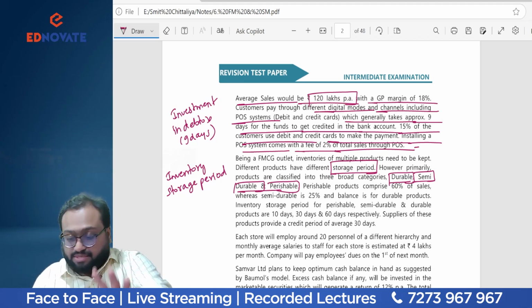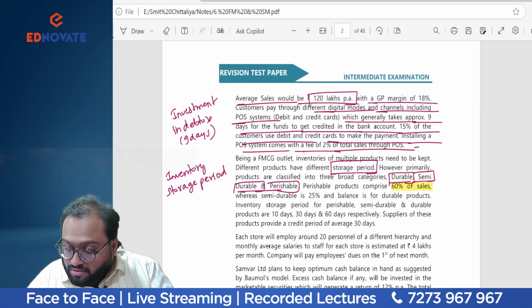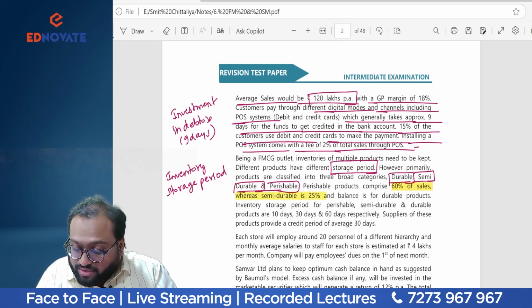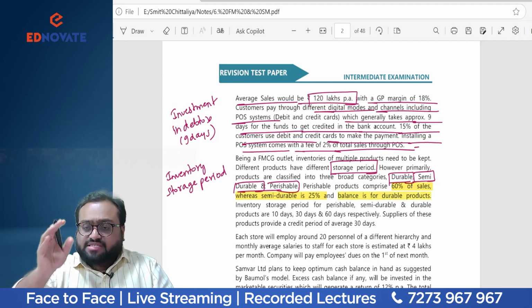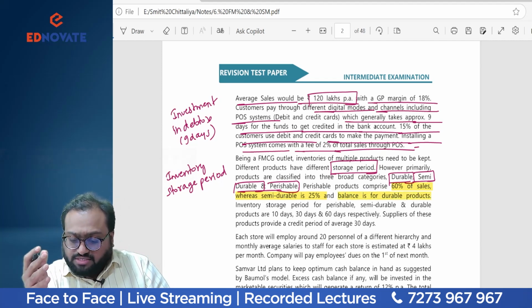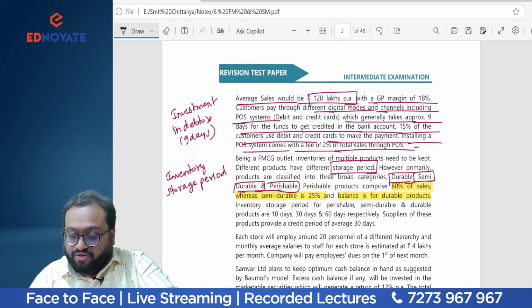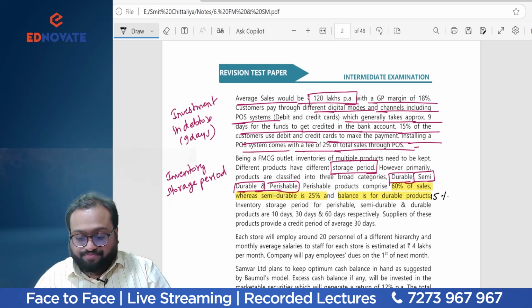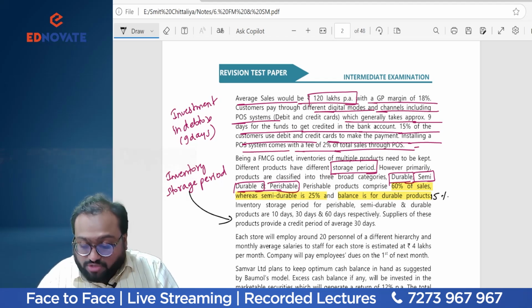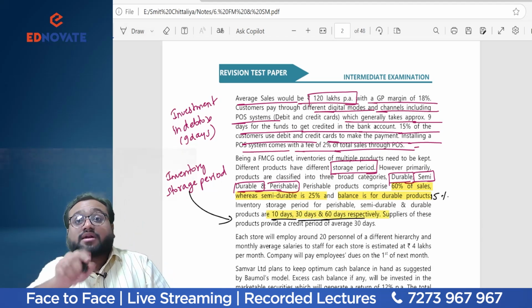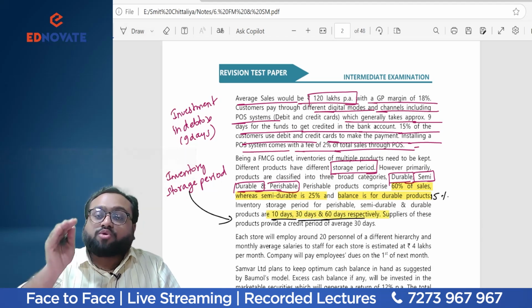Perishable products comprise 60% of sales. Wow, that's something new for me. Out of the total sales, 60% comprises perishables, semi-durables are 25%, and the balance is durable. If 60% is perishable and 25% is semi-durable, I can conclude that 60 plus 25 is 85, so the balance 15% will be durable products. Inventory storage for perishable, semi-durable and durable is 10 days, 30 days and 60 days. As I rightly told you, there is an inventory storage period. I shall use this 10 days, 30 days and 60 days data wherever required, because I have learned in the chapter on working capital that there is an inventory holding period.